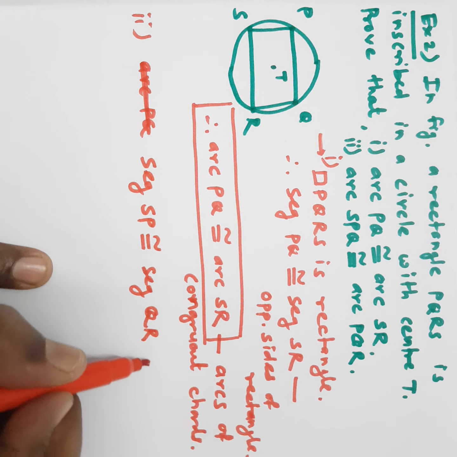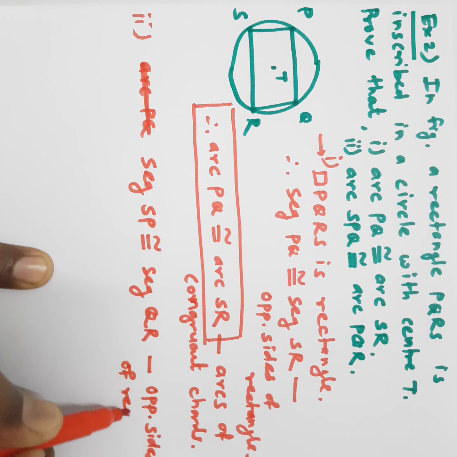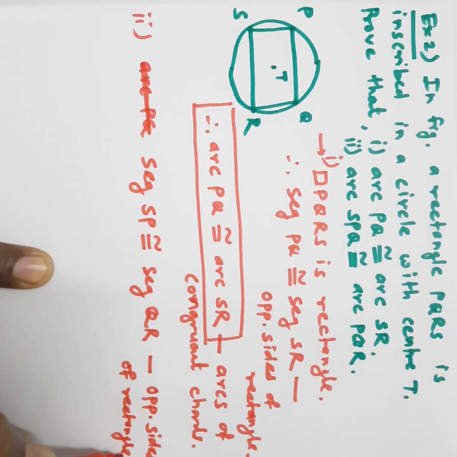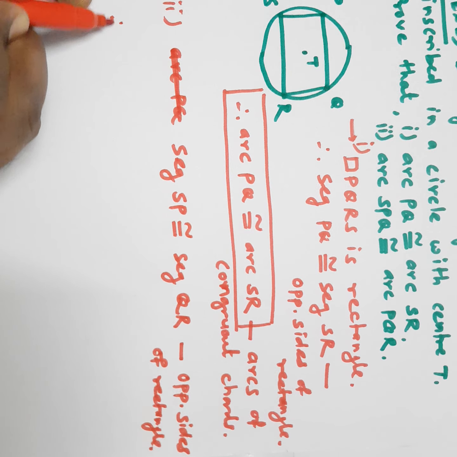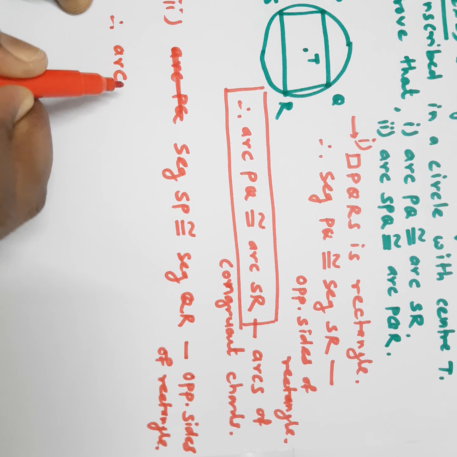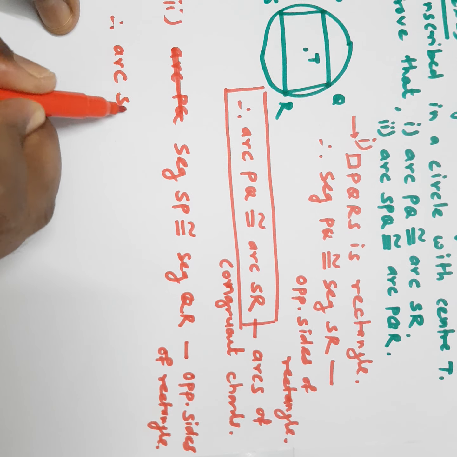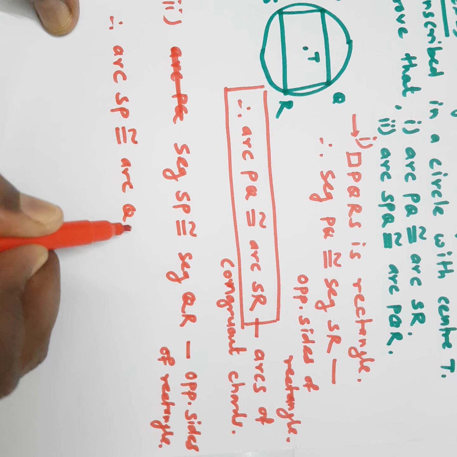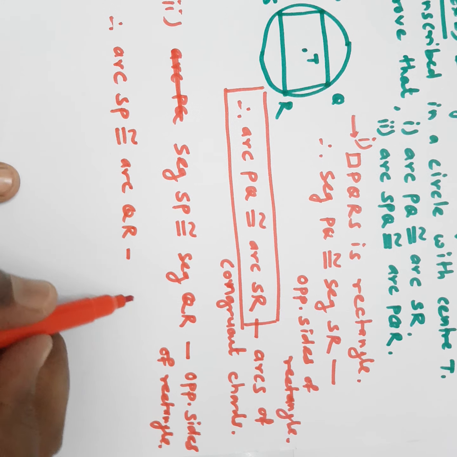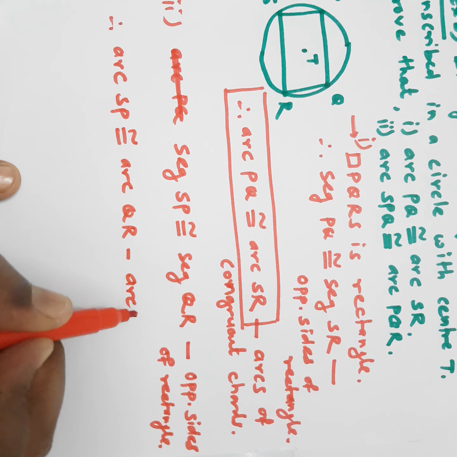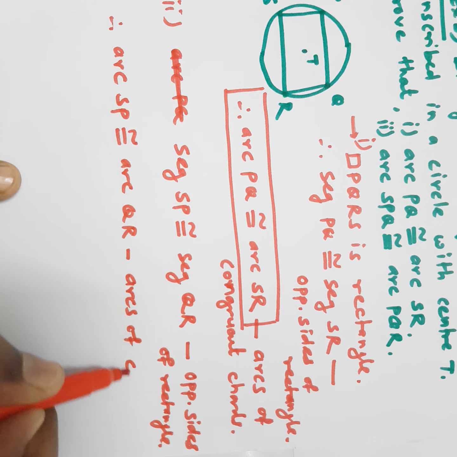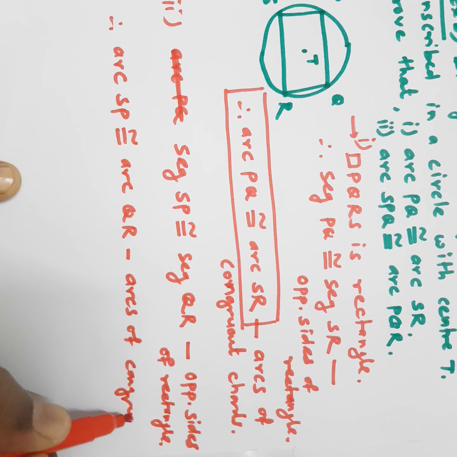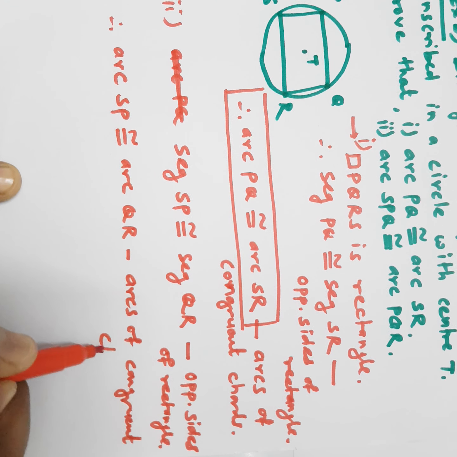Opposite sides of a rectangle. Therefore, arc SP is congruent to arc QR, arcs of congruent chords.